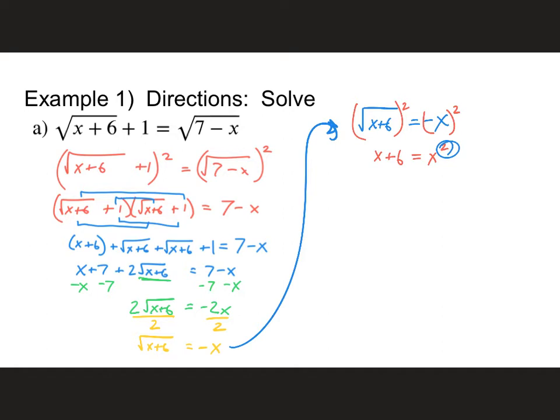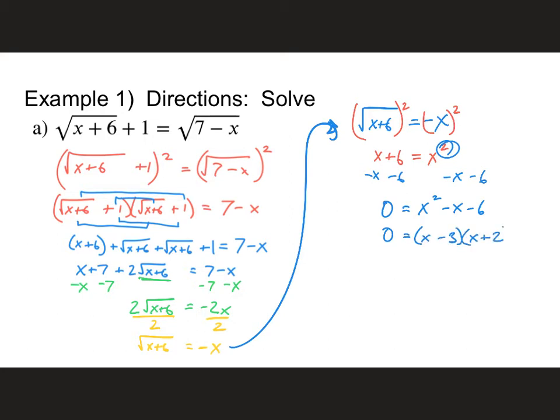So now what am I going to do? Now I'm going to subtract x and subtract 6 because I want to get this thing set equal to 0. Remember, that's the only way we can solve a quadratic equation, is if it's set equal to 0, and then we can either use the quadratic formula or solve it by factoring. So I'm going to solve this guy by factoring because this factors nicely.